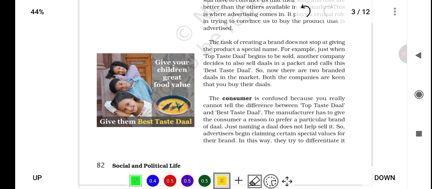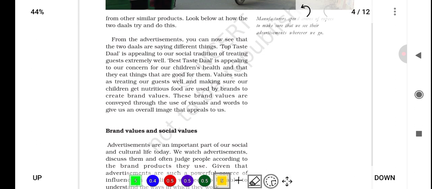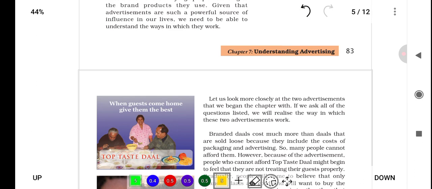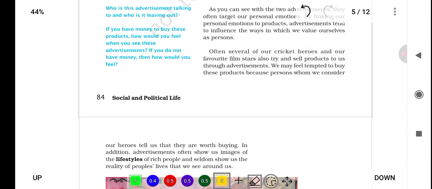So you can see this small advertisement over here. And we can see on the roads also these kinds of advertisements, 99 Acres, Chandralekha and all this. And do you even know that manufacturers spend crores of rupees to make sure that we see the advertisement wherever we go? Brand values and social values. And here are the same two advertisements on the left side. You can answer the questions given in the blue color.